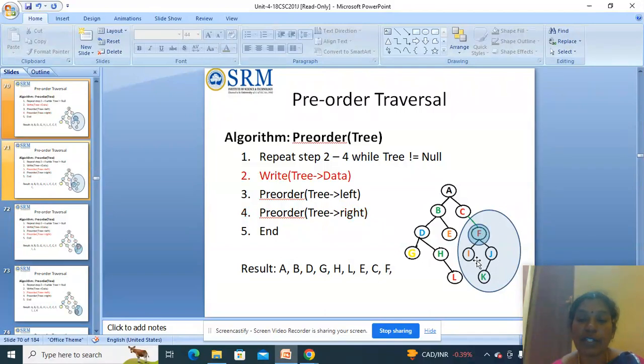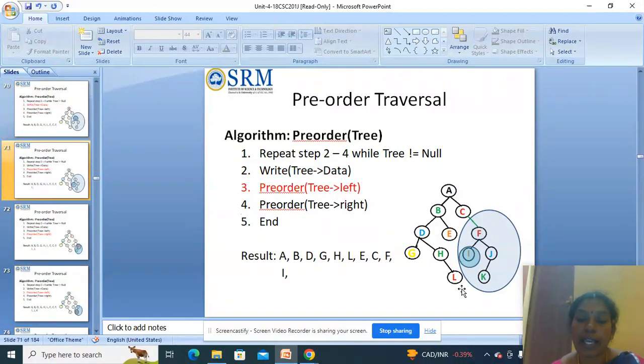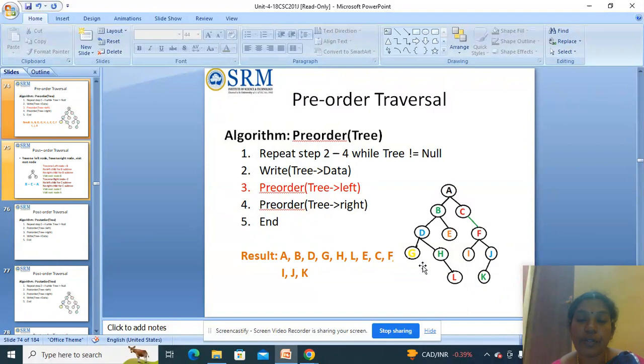Again we apply the formula node, left, right. Here the node is F, so F is printed. Next the left is I. The node is over, the left is over. Next, as per the formula, the right, which again is considered a subtree. In the subtree, again apply the formula node, left, right. So the node is J, and then the left is K. So this is the answer of pre-order traversal. We visit the tree in the order of node first, then left and right. For every subtree also we apply the same formula: node, left and right. So this is the answer of pre-order traversal.